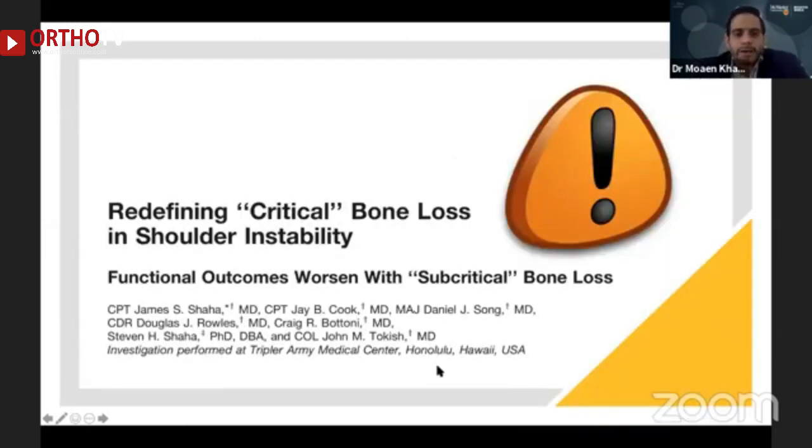So there's a lot of interest in, what is critical bone loss? Traditionally we have said more than 20 to 25% of bone loss requires bone grafting, but some recent studies by Dr. Tokish and others have suggested that perhaps in certain populations, like military populations or in high impact athletes or combat athletes, this is actually an overestimation of the amount of bone loss.